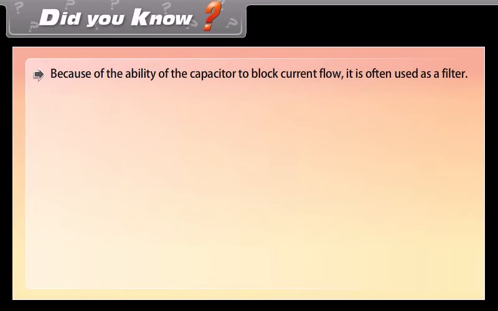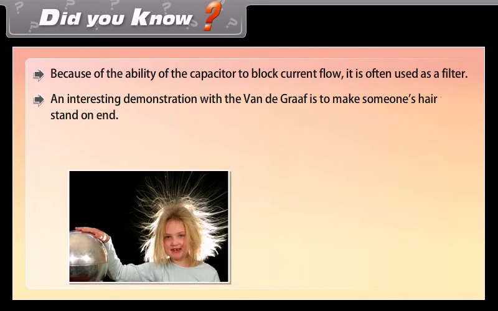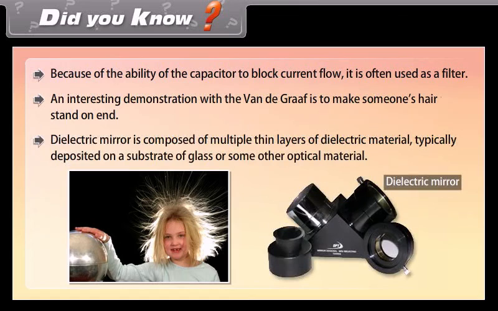Did you know? Because of the ability of a capacitor to block current flow, it is often used as a filter. An interesting demonstration with the Van de Graaff is to make someone's hair stand on end. A dielectric mirror is composed of multiple thin layers of dielectric material, typically deposited on a substrate of glass or some other optical material.